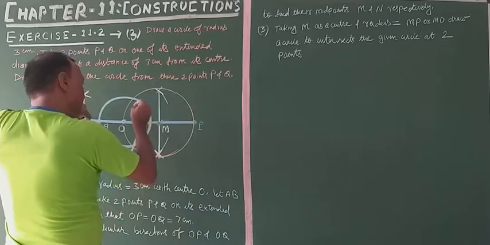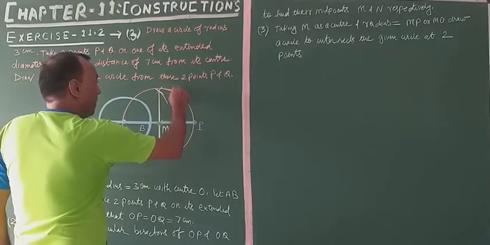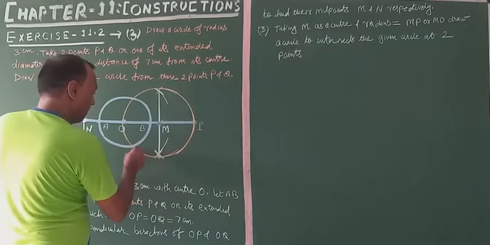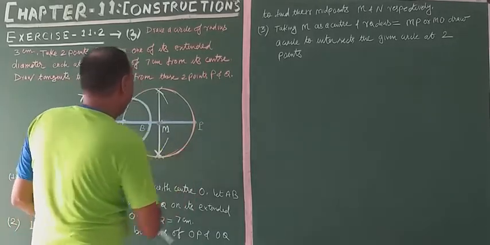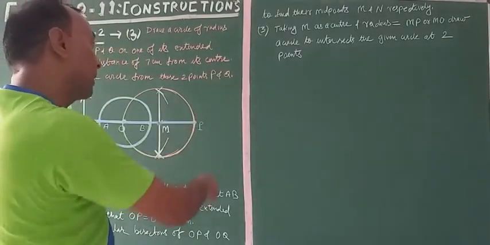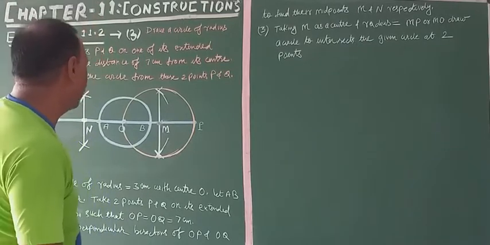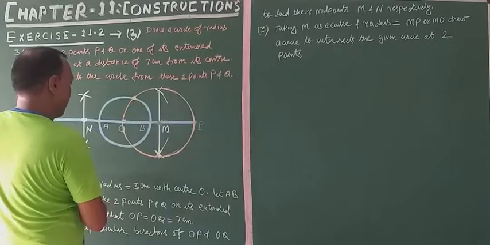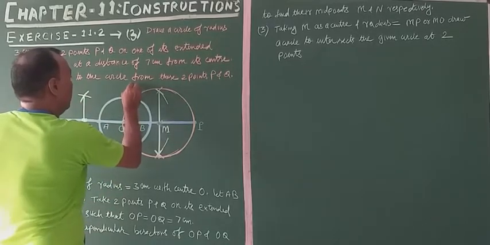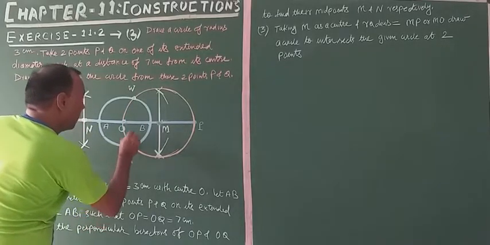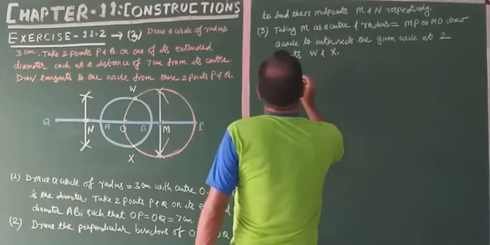This one. Taking M as a center and radius MP or MO, draw a circle to intersect the given circle at 2 points. Let these be the points W and X.